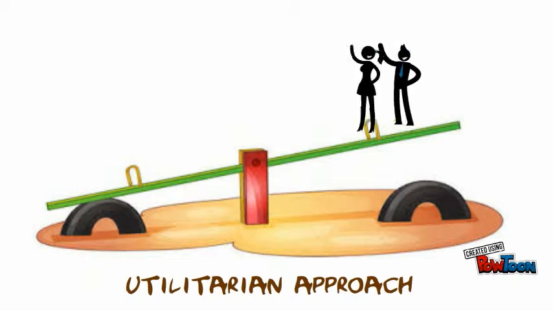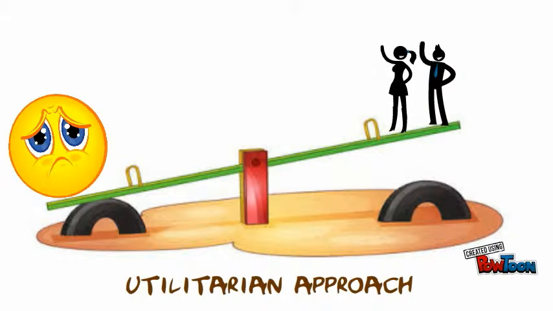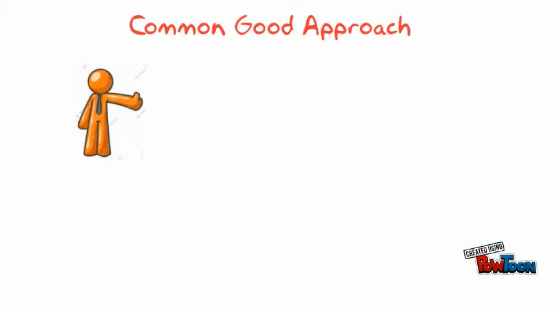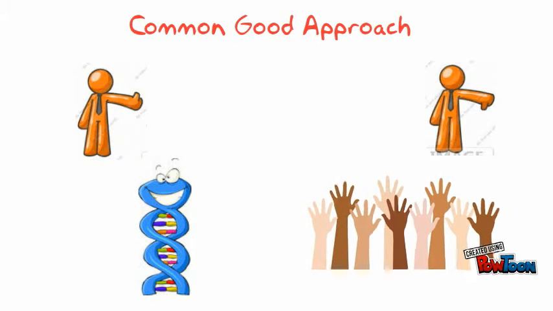According to the utilitarian approach, reproductive cloning provides happiness for infertile couples and those who lost beloved child. But it deprives the cloned child from his own happiness due to the expectations that are put on him. According to the common good approach, it helps in stopping the transmission of genetically related disease. However, it manipulates with the diversity of human beings.